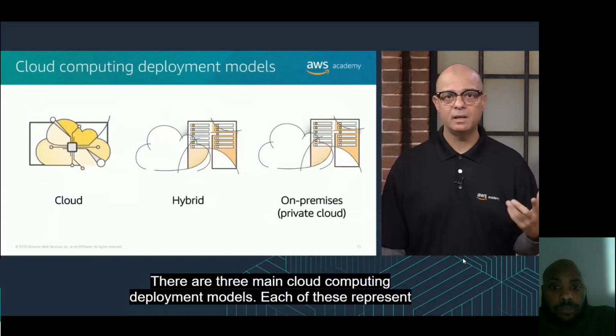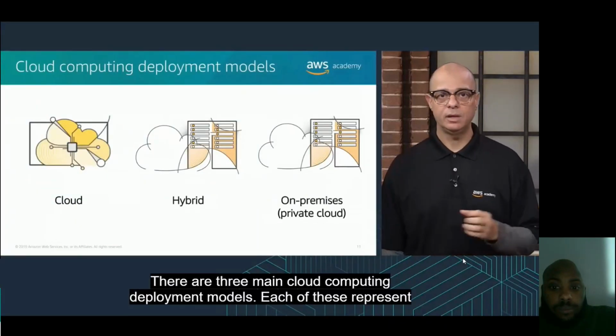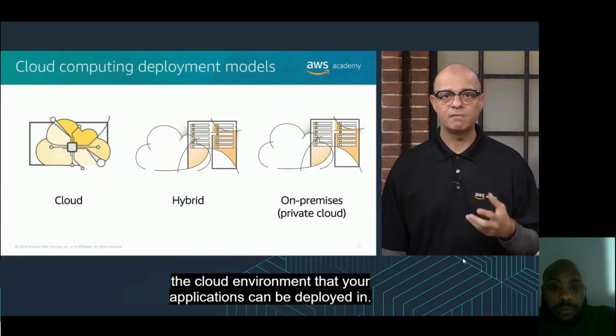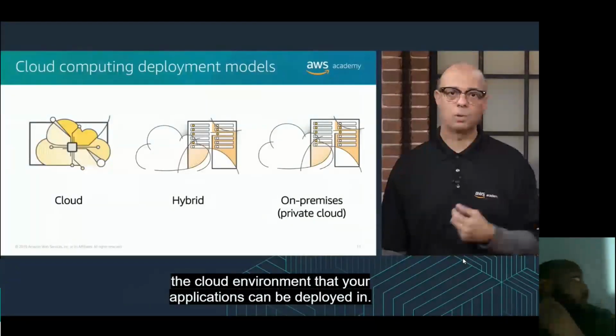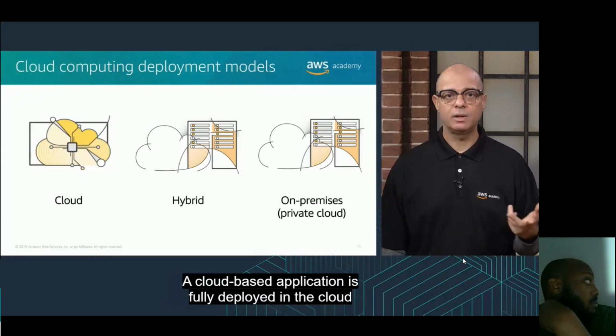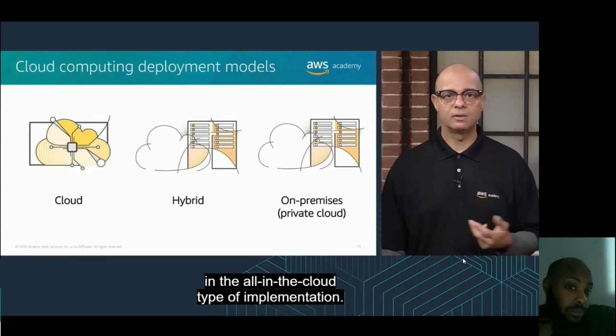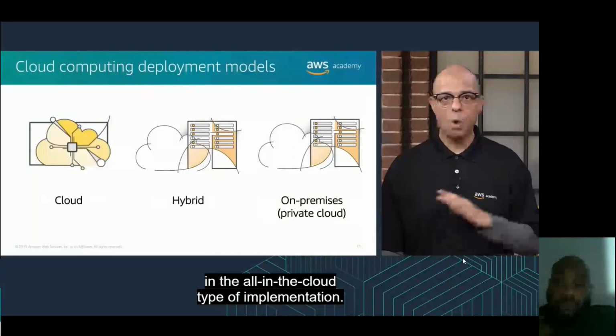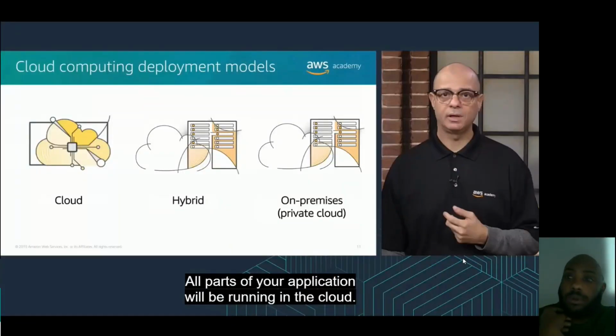There are three main cloud computing deployment models. Each of these represent the cloud environment that your applications can be deployed in. A cloud-based application is fully deployed in the cloud in the all-in-the-cloud type of implementation. All parts of your application will be running in the cloud.